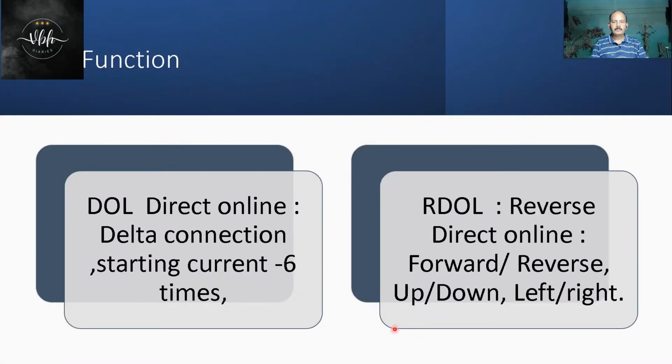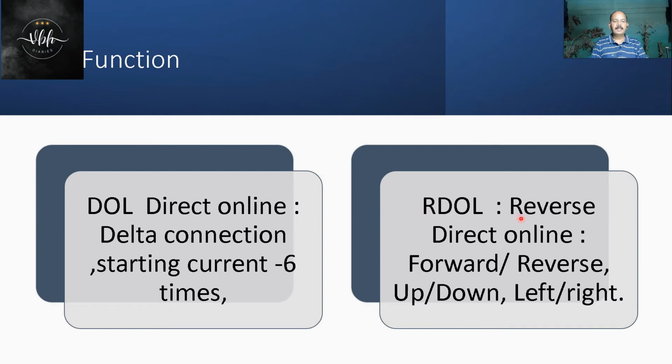So now the function of DOL we'll discuss. DOL is a direct online starter. Everybody knows that one. It's a delta connection, where the starting current will be 6 times the full load current of the motor. So it will suddenly bulk load, you can see the starting current. This is the DOL starter, 6 times it will go.